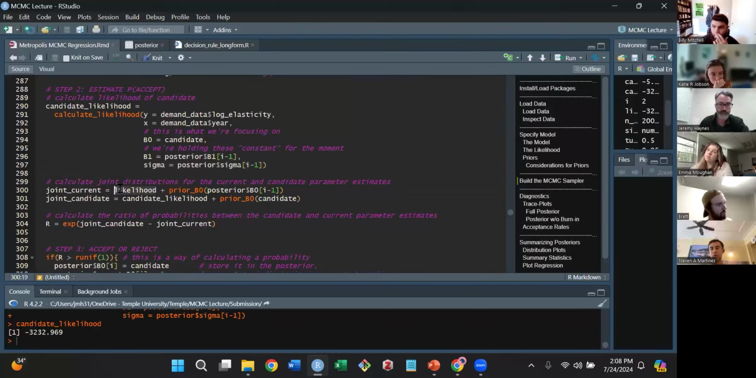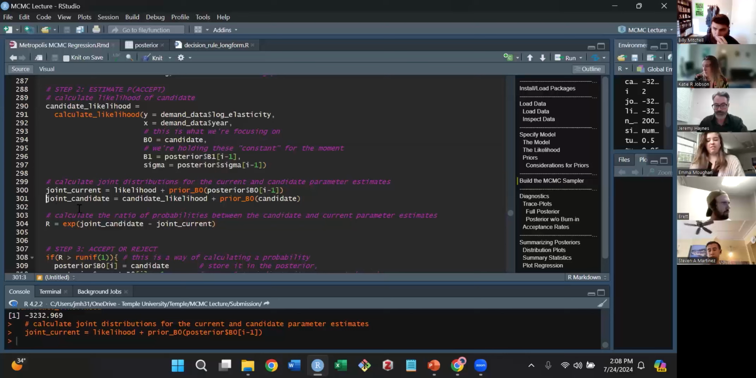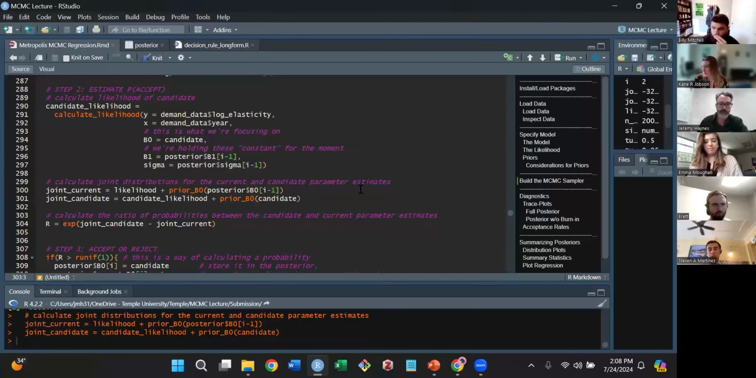So here I have the current value in the posterior distribution. We already calculated that likelihood. We need to calculate the prior probability of that parameter value. So I'm just plugging the previous value for the parameter into that prior beta naught function. We're calculating that, and we're doing the same thing for the candidate. So we're calculating the probability of the candidate.